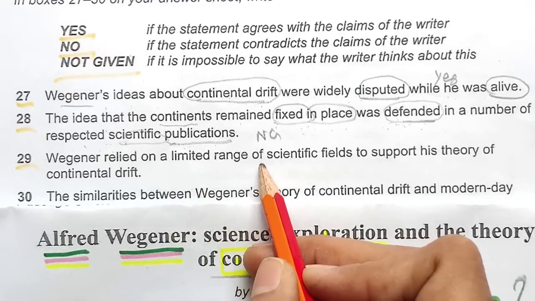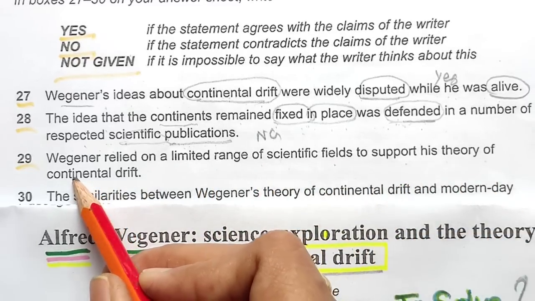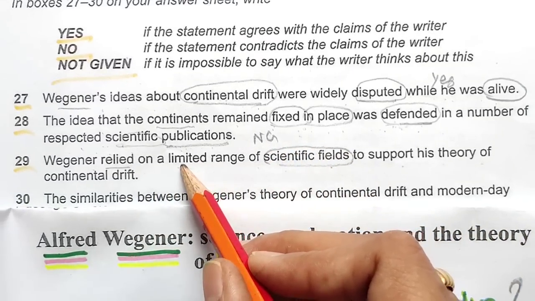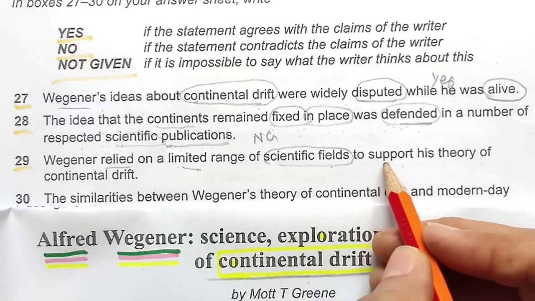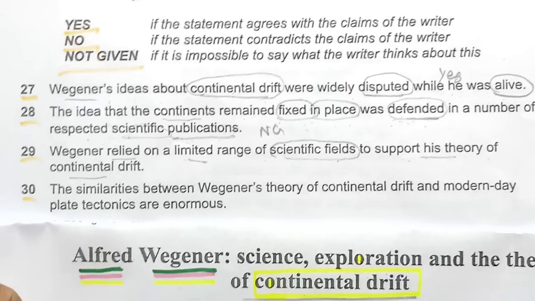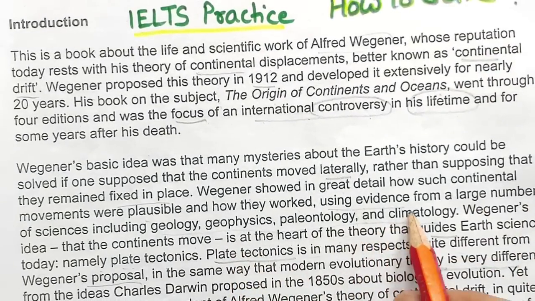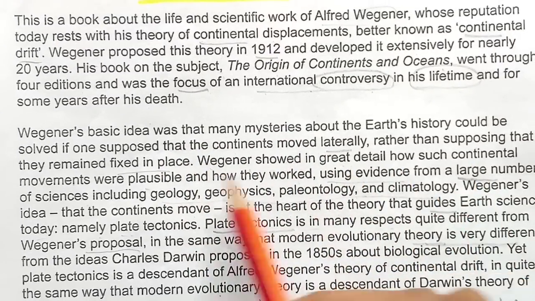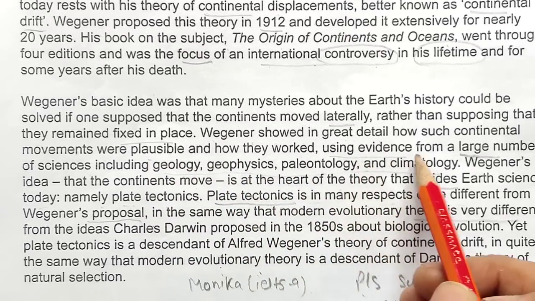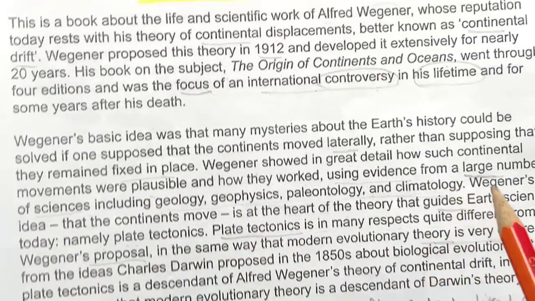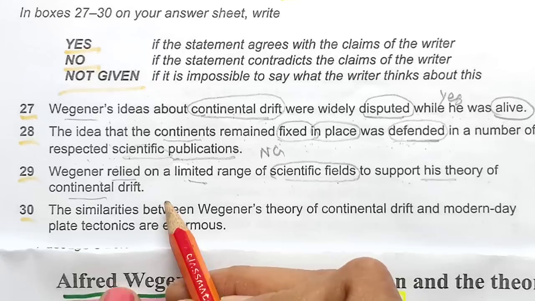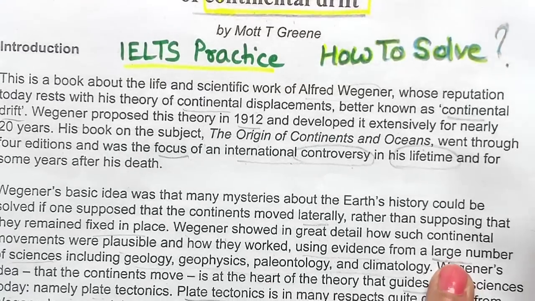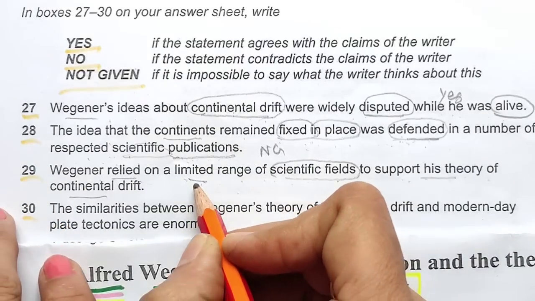29th, Wagner relied on a limited range of scientific fields to support his theory of continental drift. So no, it was a large range that was given, where I have read now, to support his theory of continental drift. Wagner showed in great detail how continent movements were plausible and how they worked, using evidence from a large number of sciences, including this and this. Tell me your answer. I am also waiting for your answer. A limited number means limited, but here it was given as a large number of sciences. So definitely this is no.